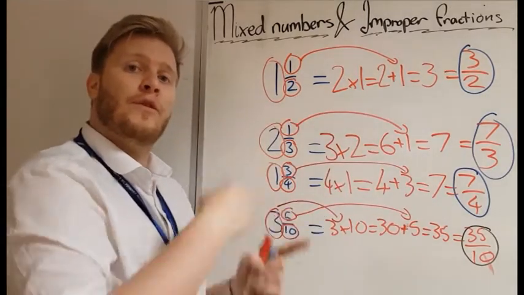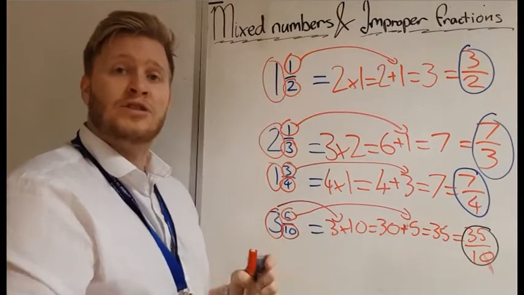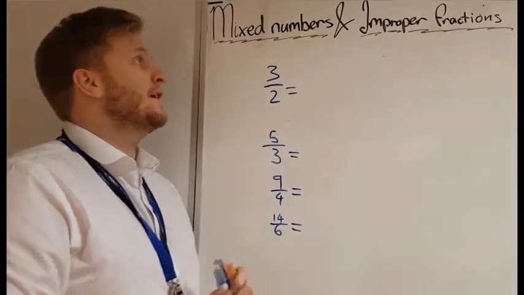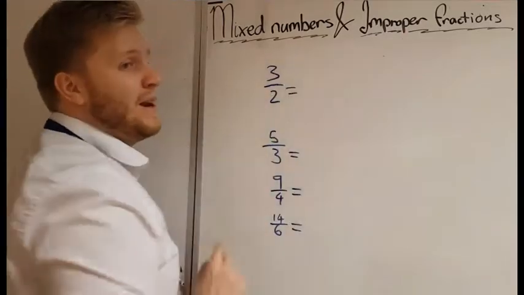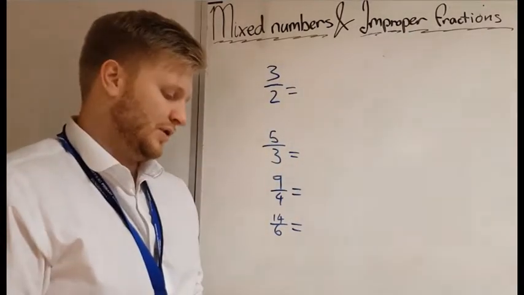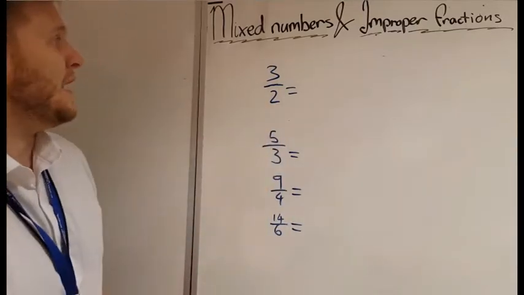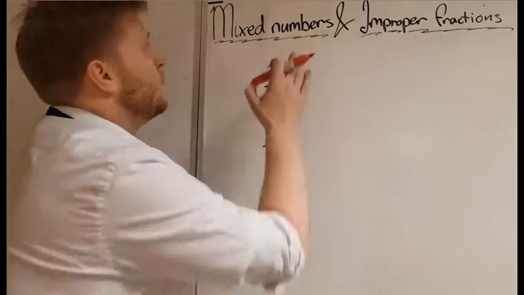Now let's have a look on the reverse and see how we turn improper fractions into mixed numbers. So let's look at the other way around. Let's go from improper fractions and turn them into mixed numbers. You could also get questions in maths on this, okay? So let's start off with 3 halves. Now we're going to turn that into a mixed number.